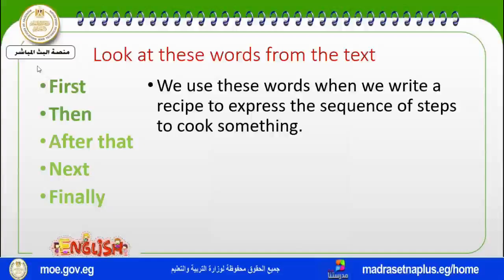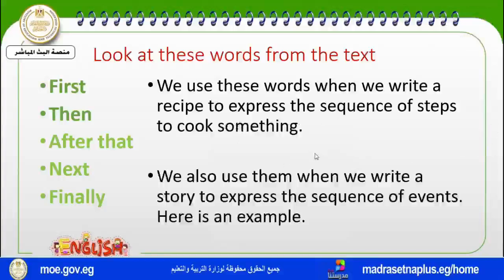So these sequence words are words we use when we write a recipe to express the order or the sequence of steps to cook something. But this is not all. We can also use these words when we write a story to express a sequence of events. We have already read and listened to koshari and how it is cooked from the beginning till the end. Now, let's see how these words are used in a story.